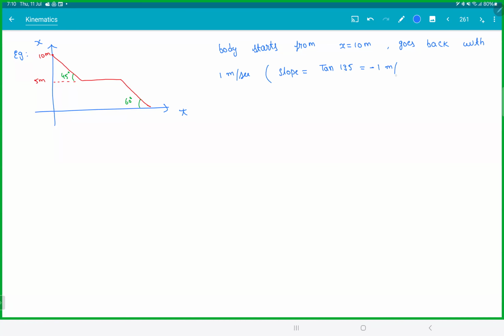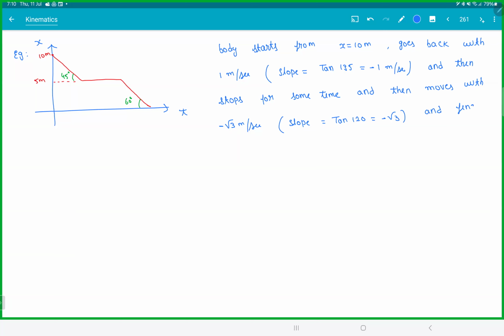That's the reason x coordinate is decreasing. And then it comes to rest for some time. That's the reason the line became flat. Stops for some time. Data is not given. We can find that also if you want, but okay. And then again it moves. Again, minus √3 meters per second backward. Again, the slope is tan 120 this time. You have to be careful. Don't take 60. Slope is measured with the positive x-axis. And then finally stops at origin. Finally, it became x is equal to 0.